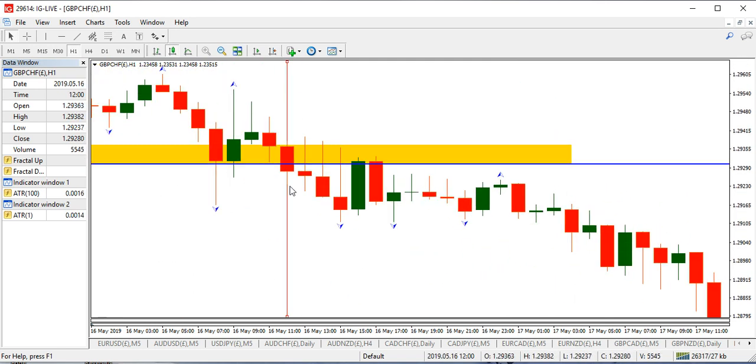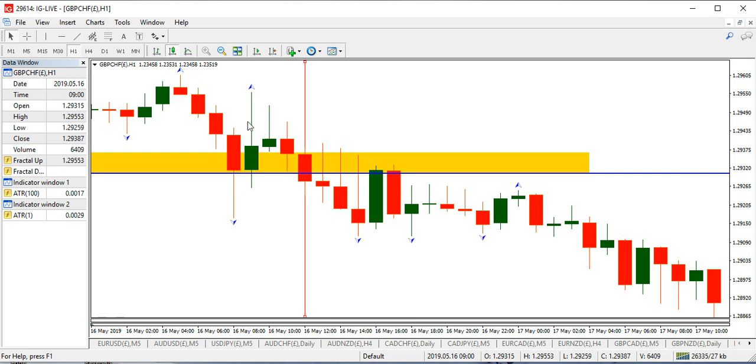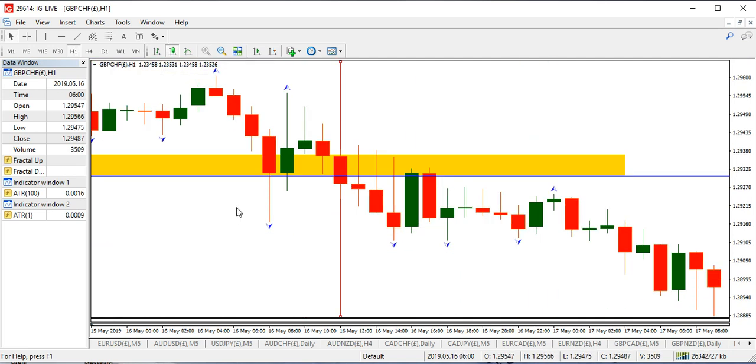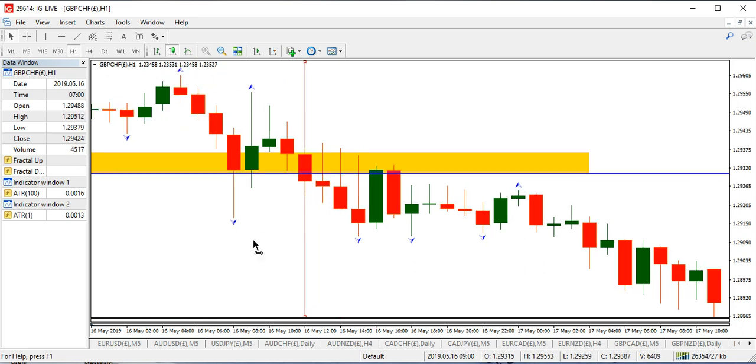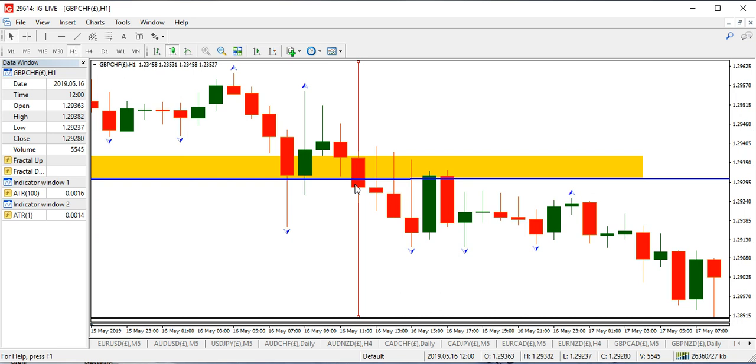Yeah. So we've gone to the 1 hour chart. Price has broken through here. So it came through here, flicked back up again. So it actually broke through. Hang on, where are we? Yeah, so price broke through here. First touch, bang, we're in that trade.